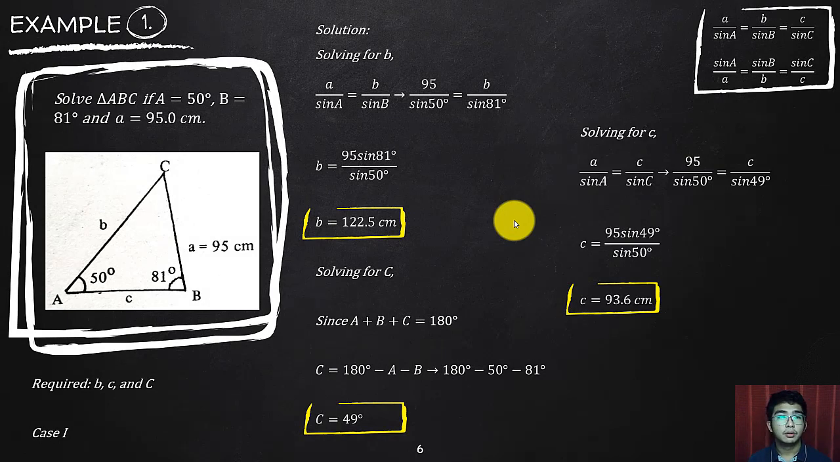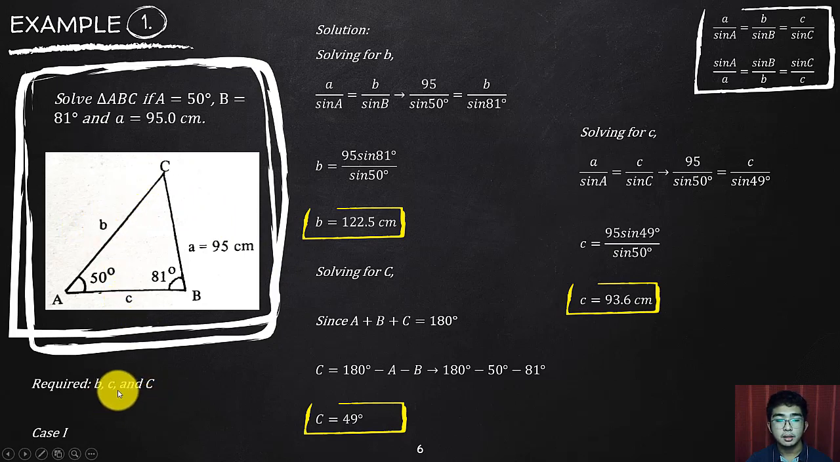For example number 1, we are going to solve for triangle ABC if angle A is 50 degrees, angle B is 81 degrees, and side A is 95.0 centimeters. This is case 1, because we have 2 given angles and 1 side given. So we're going to use the law of sine. Here's the law of sine stated here. What are our missing quantities? Since this is no longer a right triangle, we no longer have a sure 90-degree angle, meaning angle C is still unknown. Angle C, what else? Side B and side C.